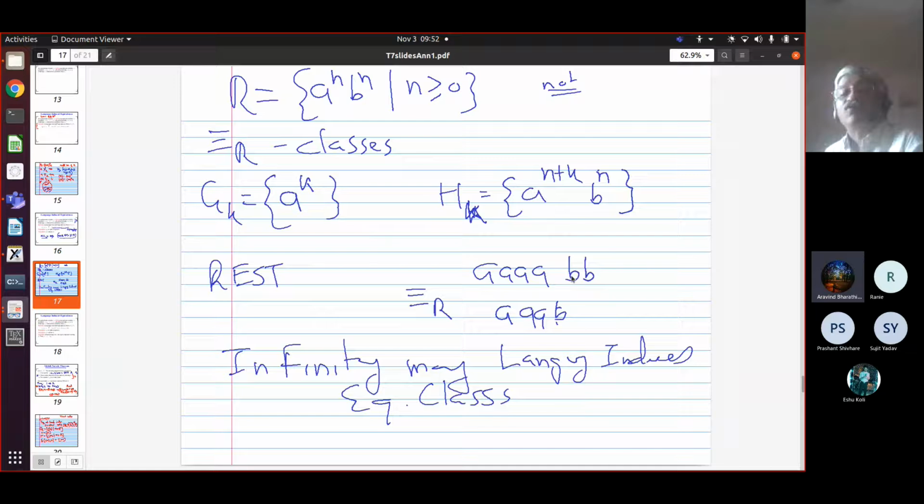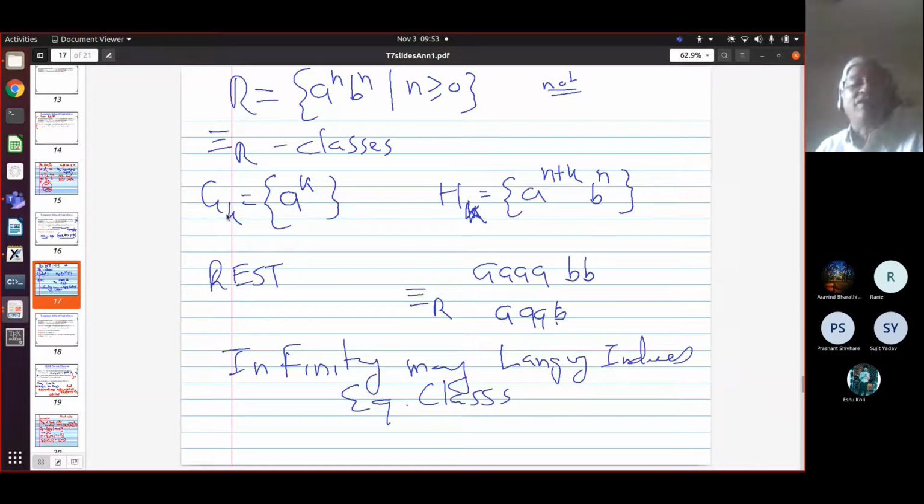So if you add 2 B's, then you will be in R, and if you add anything other than 2 B's, you will not be in R. So there is no string which will distinguish these two. And if you add an A after that, you will never be in R, because my language is A raised to n, B raised to n. So these HKs are also equivalence classes. Yes, sir. So this is how you define.